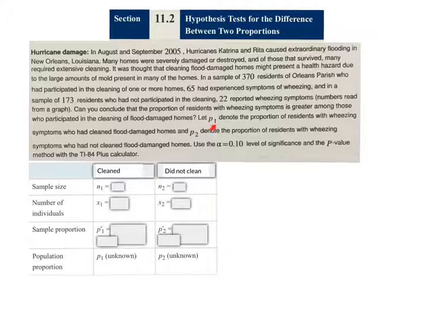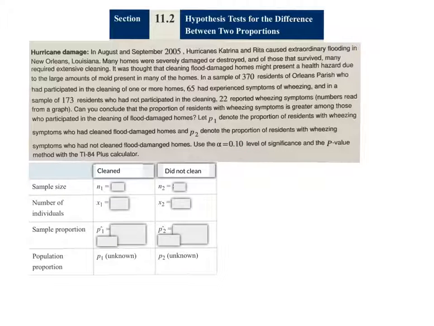So we're going to say that P1 is going to denote the proportion of residents with wheezing symptoms who had cleaned the flood damaged homes, and P2 are going to be those folks that have the wheezing symptoms that did not clean. And here we're going to use the alpha level of 0.10.